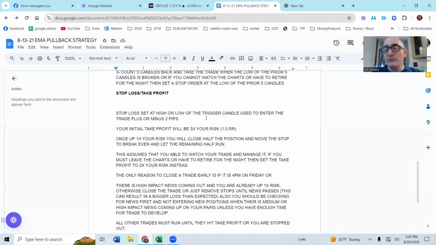This assumes that you're able to watch the trade and manage it. If you're going to have to leave the charts during the trade, or you're going to retire and go to sleep, then I suggest you just set it at a 1 to 2. So you're going to risk 10 pips to get 20, instead of risking 10 to get 30. Because you're going to bed, you're not going to be able to watch the charts.